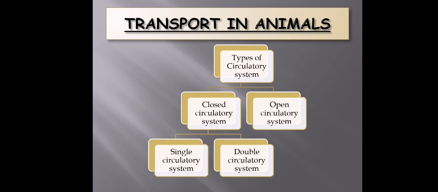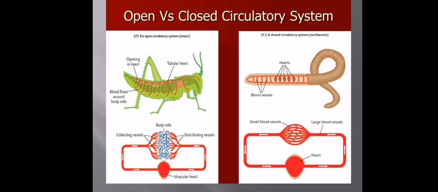What is open circulatory system? Open circulatory system is present in mollusks and arthropods like grasshoppers, in which the network of blood vessels is absent. So the blood is pumped by the heart through a large vessel. It means there is no network of blood vessels, so the blood can directly go into their cells, can contact with the tissues around it.